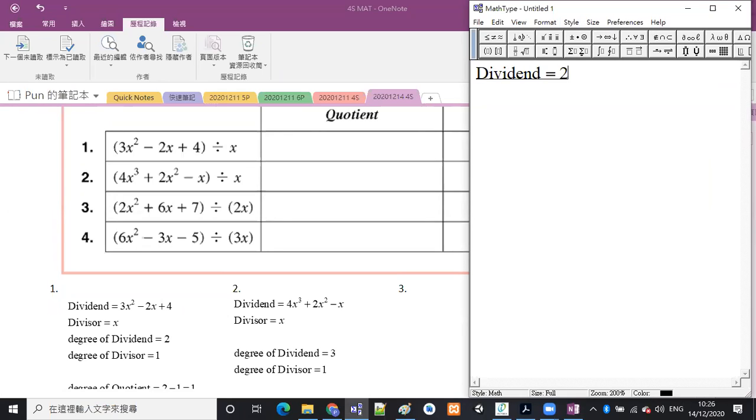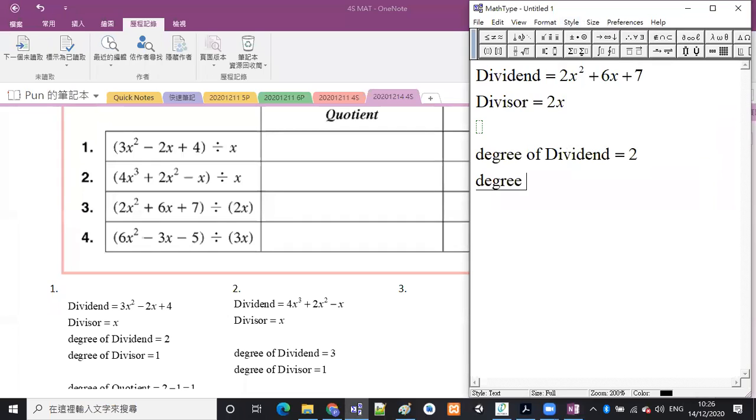The dividend should be equal to 2x squared plus 6x plus 7, and the divisor is equal to 2x. We need to consider the degree. The degree of the dividend should be equal to 2, and the degree of the divisor should be equal to 1. Remember it is the highest power, the degree, don't let the number in front of x confuse you. Therefore, we can calculate the degree of the quotient, which should be equal to 2 minus 1. That is equal to 1.